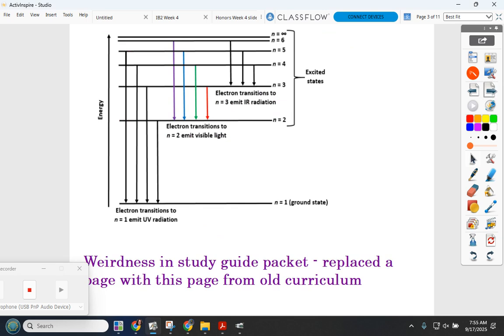Also, just to note, you've got a weird page in the beginning of your study guide packet because either he messed up when he put this together or he made a different choice than I would have made about what to include. So I took out a page and stapled a page from the old curriculum in there because it has this diagram, which gives the context for what we'll be talking about.